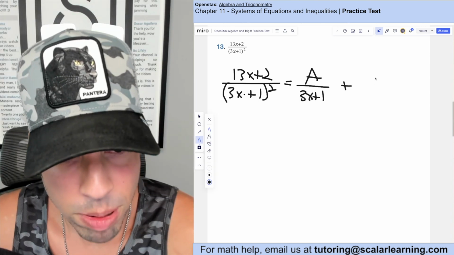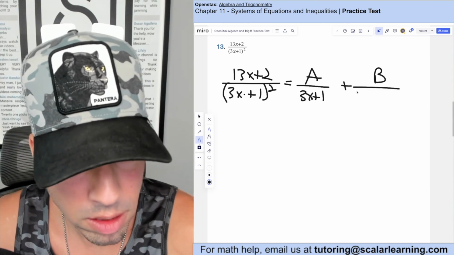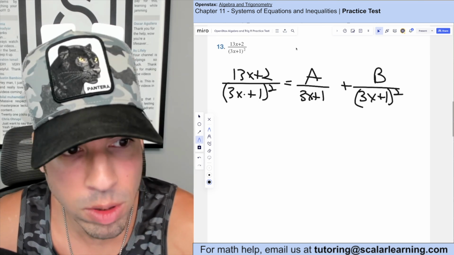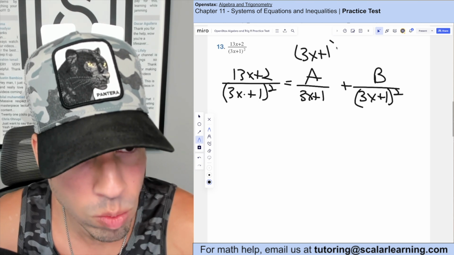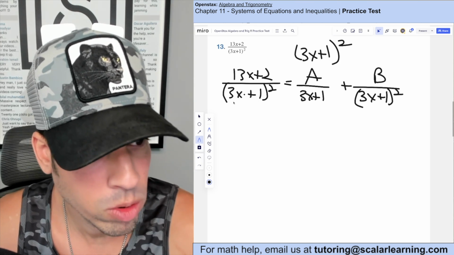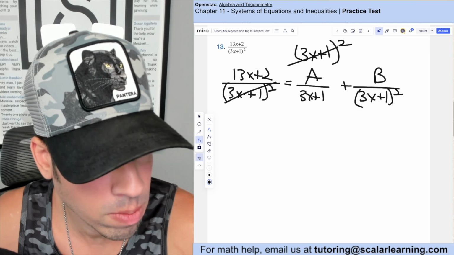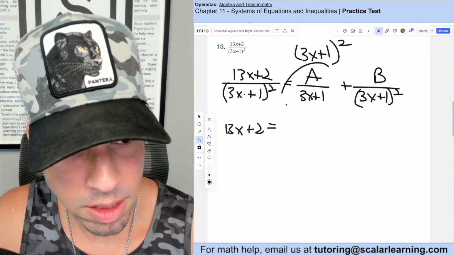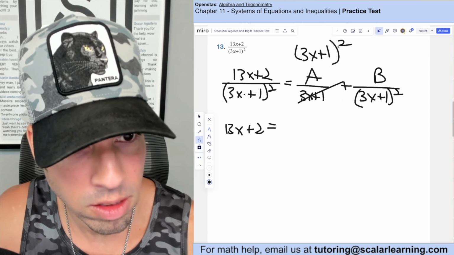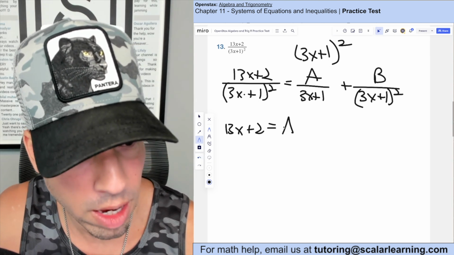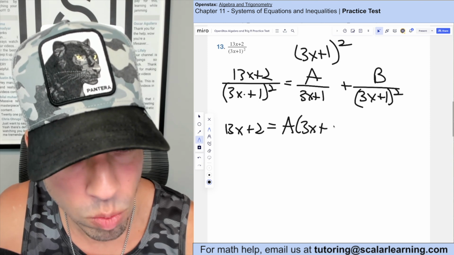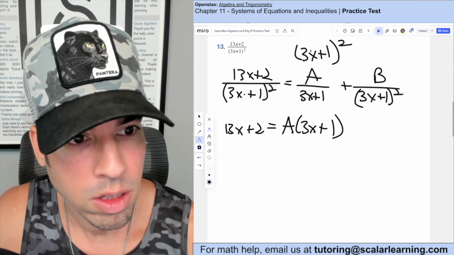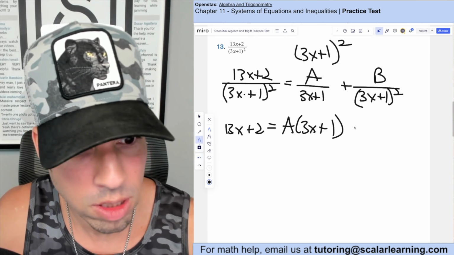And then we have plus b over that entire denominator, 3x plus 1 squared. Okay, now we're going to multiply by that denominator, 3x plus 1 squared, on both sides. Over here, it's just going to cancel out, and we've got 13x plus 2. And then when we multiply against this, that's going to cancel out with one of those. So we're left with a times 3x plus 1, like so. And then we multiply against here, these are going to cancel out completely, right? So we're just left with b.